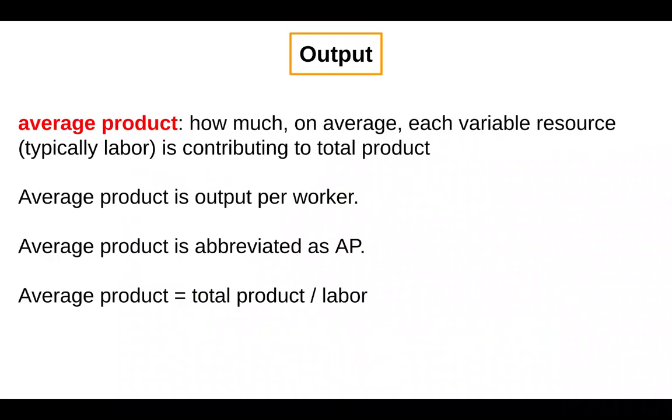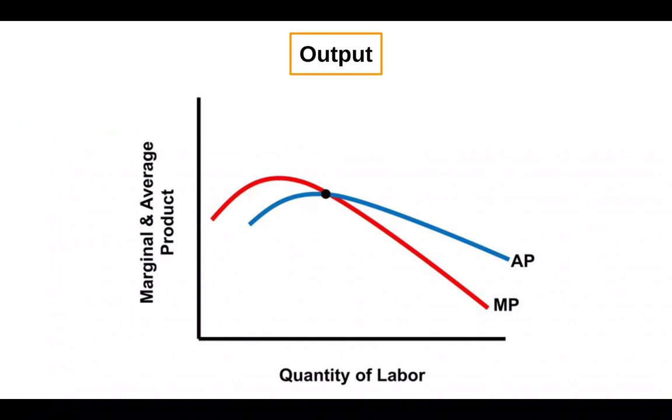And then finally, let's talk about average product. It's how much, on average, each variable resource, typically labor, is contributing to total product. Think of it as the output per worker, and it's calculated as total product divided by labor. The last thing I want to do before a quick practice question is put average product and marginal product on the same graph, because there's an interesting relationship between the two.